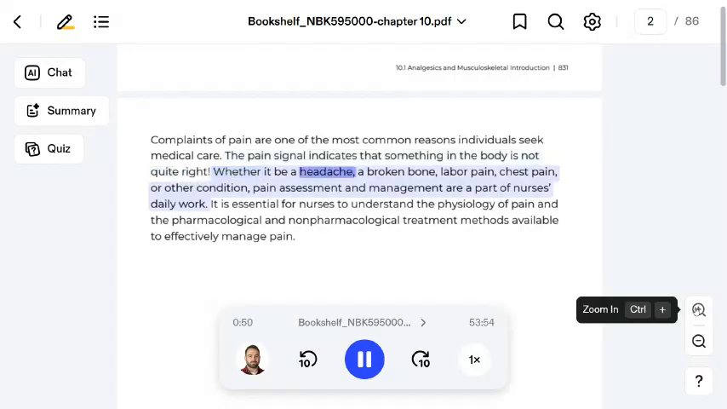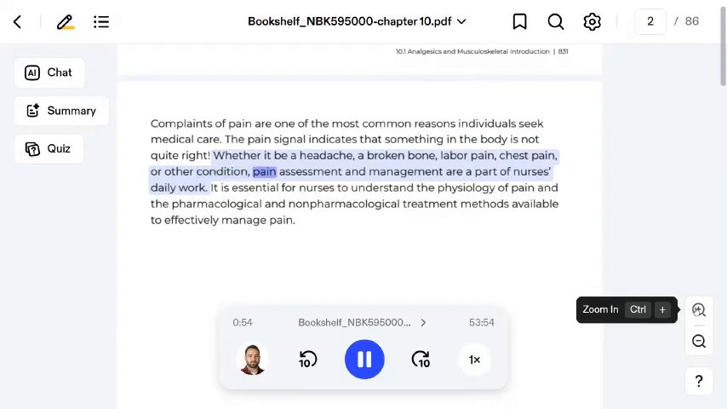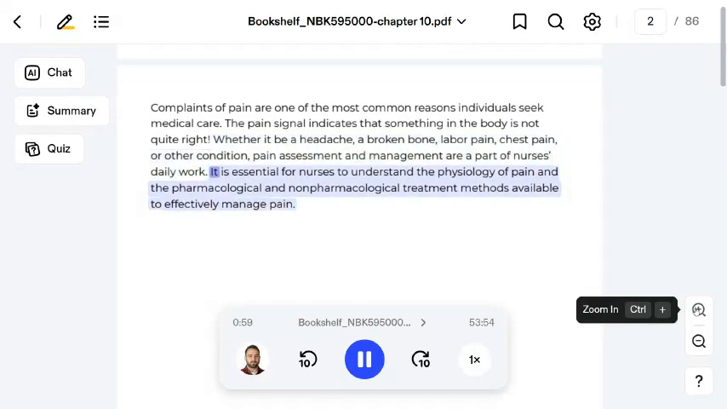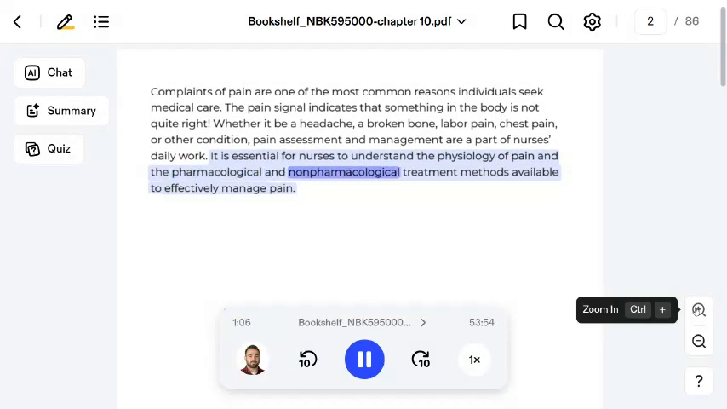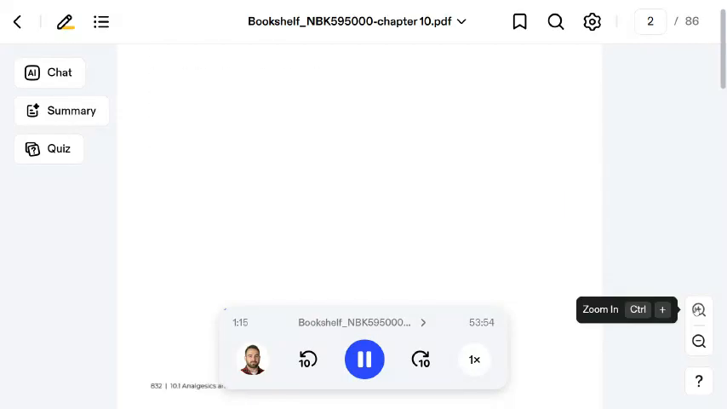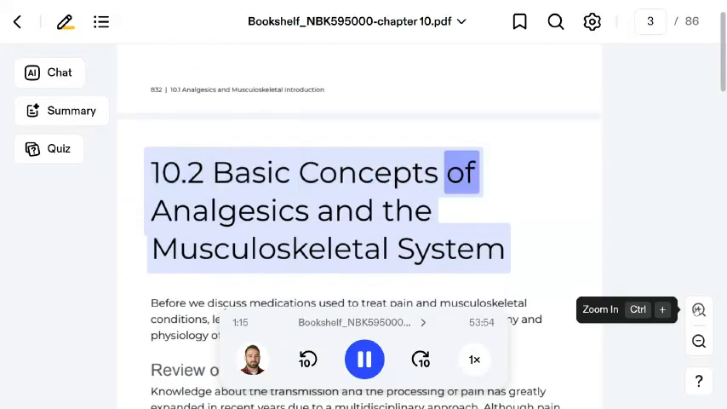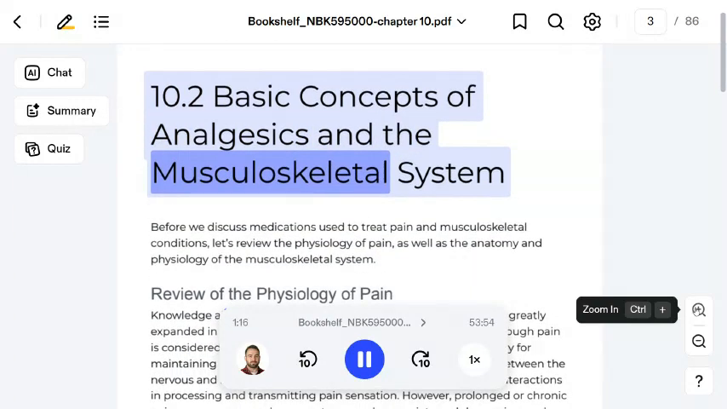Whether it be a headache, a broken bone, labor pain, chest pain, or other condition, pain assessment and management are a part of nurses' daily work. It is essential for nurses to understand the physiology of pain and the pharmacological and non-pharmacological treatment methods available to effectively manage pain. 10.2 Basic concepts of analgesics and the musculoskeletal system.